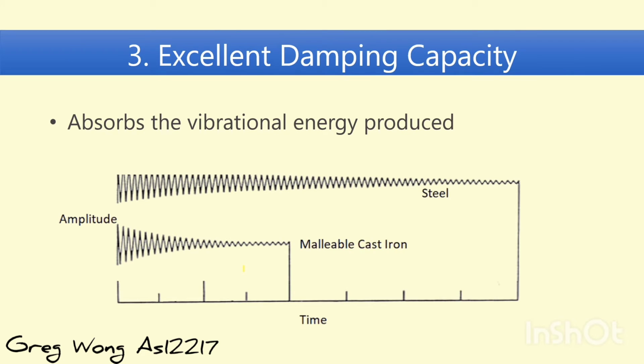Next, the third advantage is that malleable cast iron has excellent damping capacity for the vibrations produced by the engine. This good damping property is because of the presence of carbon as mentioned earlier, so the carbon will absorb the vibration energy. As shown in this diagram, it is a comparison of the damping capacity of steel and malleable cast iron, and it is proven that malleable cast iron has a better damping capacity.